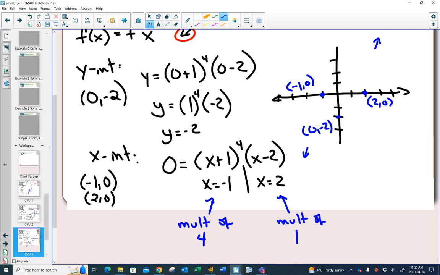So in this graph, we have to use the multiplicity. The multiplicity of 4 is going to tell us it needs to bounce. So when we go up to this x-intercept, it bounces off. Go through this point. The x-intercept of 2 has a multiplicity of 1. Multiplicity of 1 tells us it's just going to go straight through at that point. No bend, no bounce, just straight through.